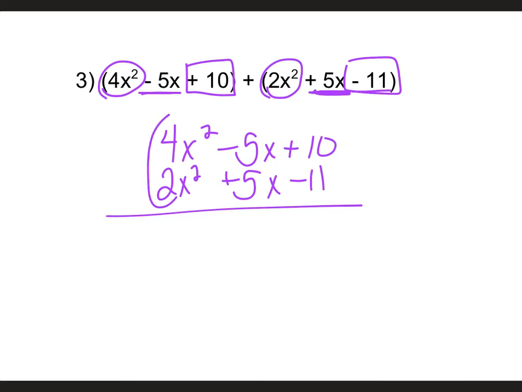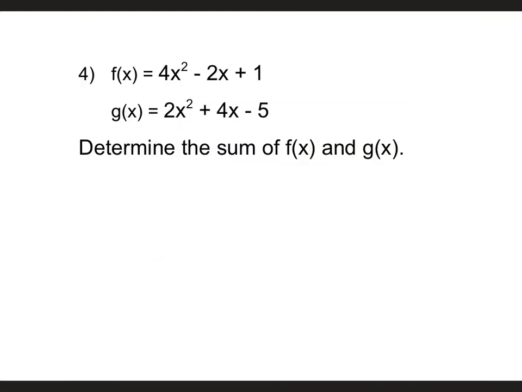Here I'm going to add the 4 and the 2, which would be 6x squared. Here I'm going to add the negative 5 and the 5, which is 0, so that's gone. And here that's 10 minus 11, which is minus 1. So that's that one.